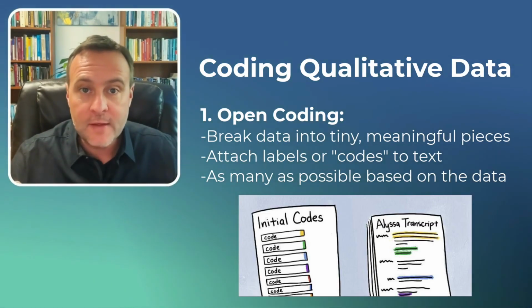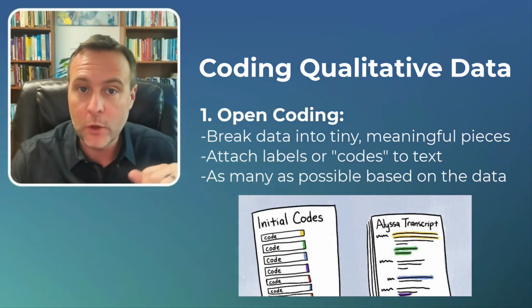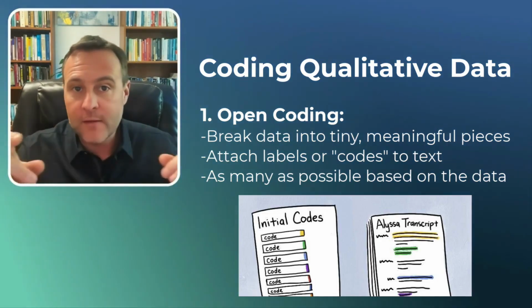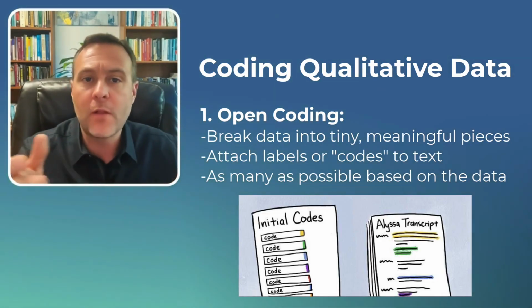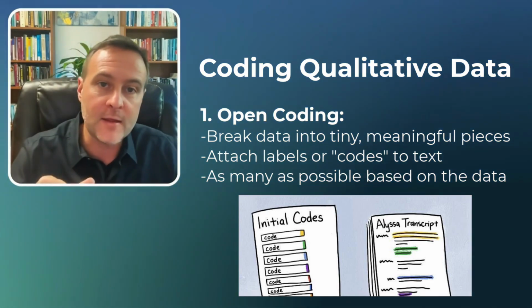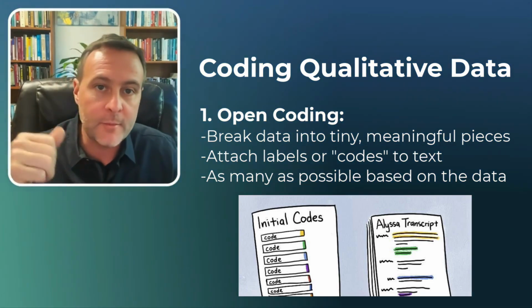You read through the text and you assign initial labels or codes. For example, you read a snippet that says someone's feeling lost after college. Maybe you tag that as career uncertainty. You just put a label on it.